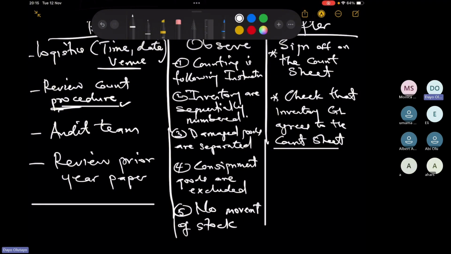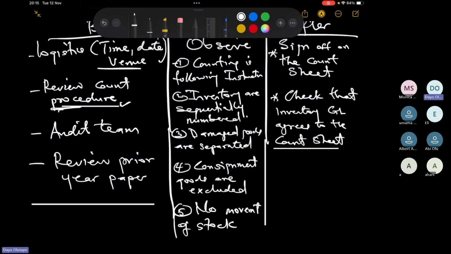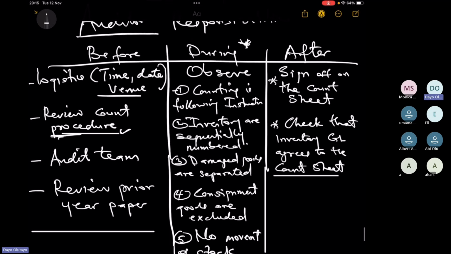It's very important. And I think I've even seen an exam question that actually asked you that: what should you do as an auditor? What's your responsibility during, before, and after inventory count? So that's the summary that I've made for you here. And this should make your life easy.